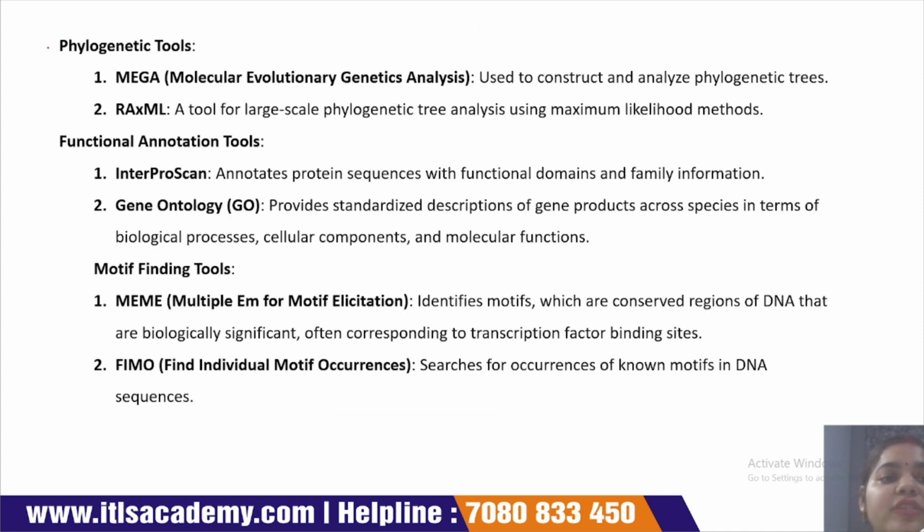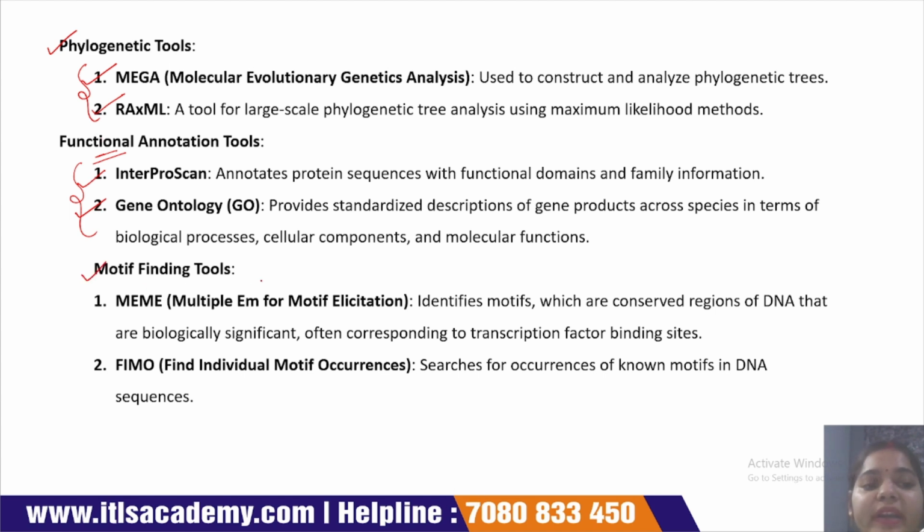Next tool is the phylogenetic tool, that is MEGA and RAxML. These are the tools which are used to construct the phylogenetic tree. Next, functional annotation tools. InterProScan and Gene Ontology are tools or databases which are used to find out the functional annotation of genes.